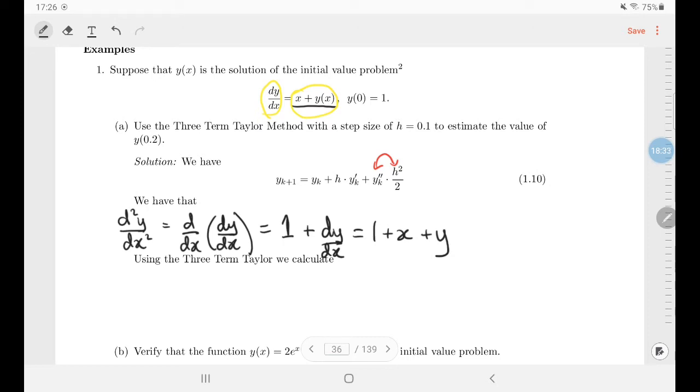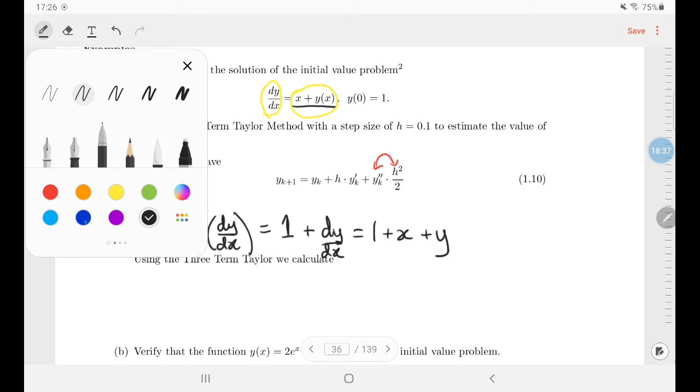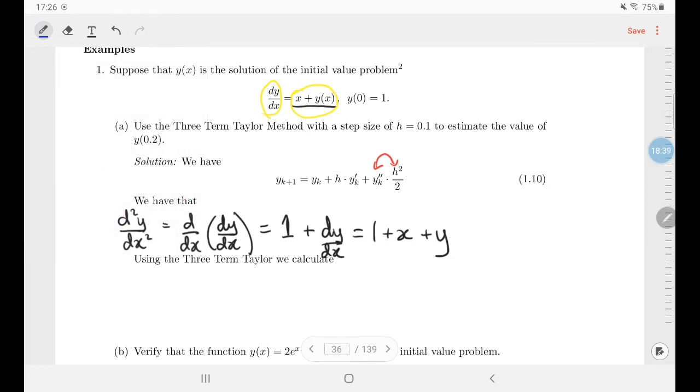Okay, now, to help you here, we'll have a little table. We'll fit it over here, I think.